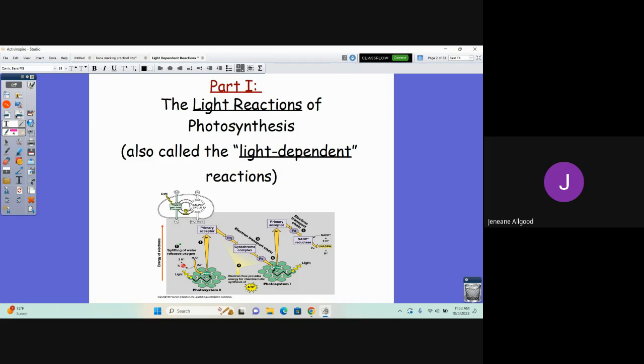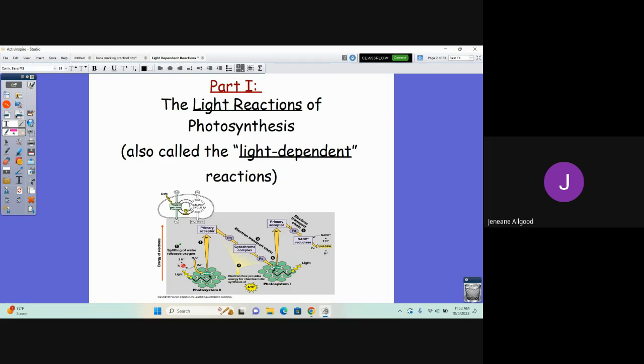All right, so today and tomorrow we'll be focusing on the light reactions of photosynthesis, and then on Monday we will move on to the Calvin cycle. Light reactions are also called light dependent.